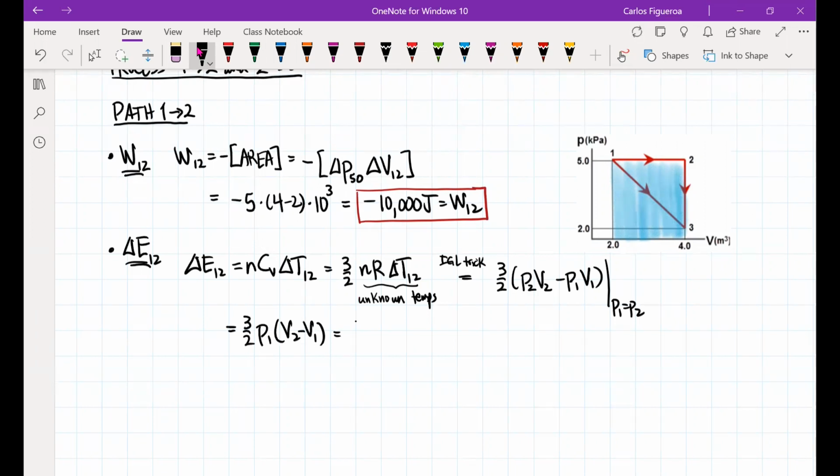So this is going to be 3/2. And then look at that, I have a pressure of 5, and then times the difference of 4 minus 2 times 10 to the 3. But look what happens here: this cancels out with that 2. So this leaves me with plus 15,000 joules. And that's going to give me the change in internal energy between 1 and 2.